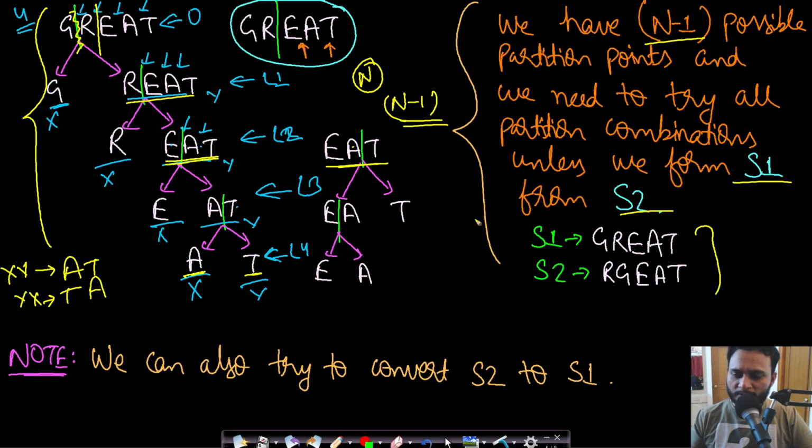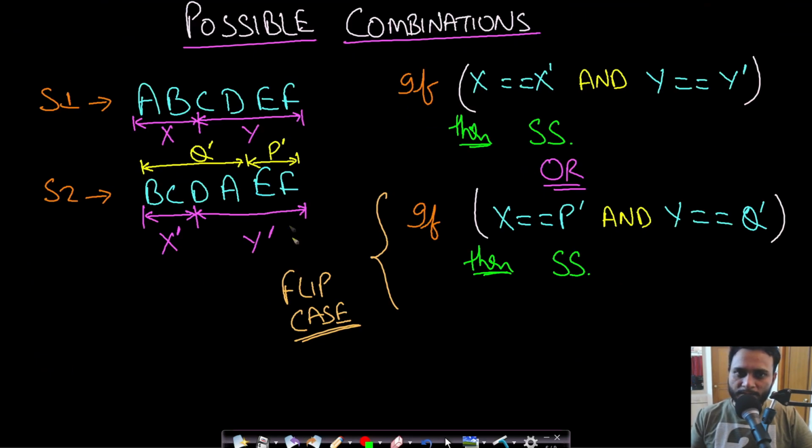Now I hope you were able to understand this recursion tree diagram. Now what are the possible combinations in this case? Let's assume that we are given strings S1 and S2. Now S1 can be divided into two parts. Let's assume that we are dividing it like this between B and C. So on the left hand side we will assume that it is X and on the right hand side we will assume that it is Y.